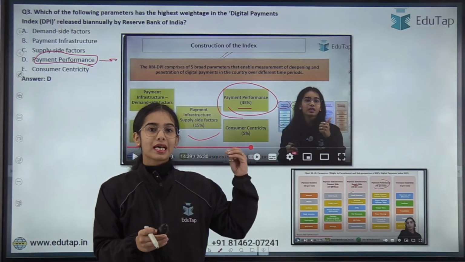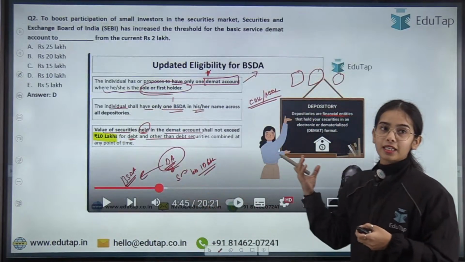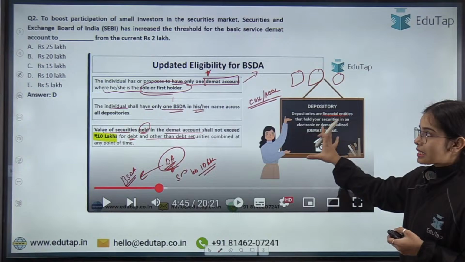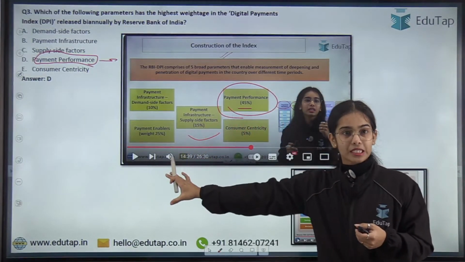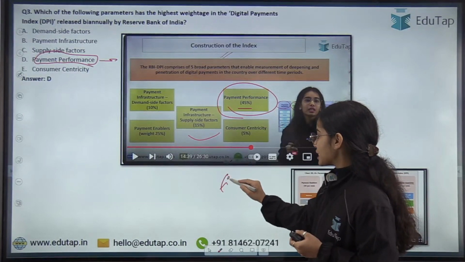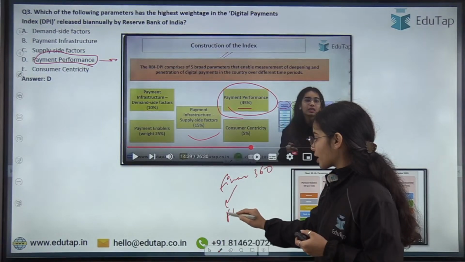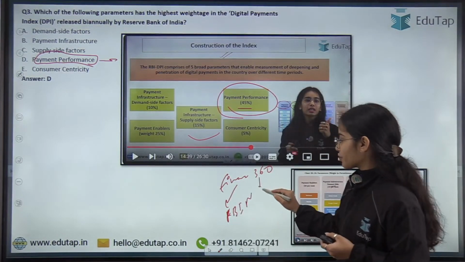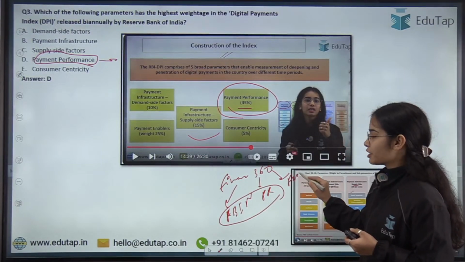The payment performance has the highest weightage in the digital payment index. Then another question was regarding your finance current affairs. These questions were from your RBI notifications and RBI press releases. So in the Finance 360-degree series, as you know, we cover finance, the RBI notifications, and the RBI press releases. These are the focus areas, and we cover the finance current affairs also.